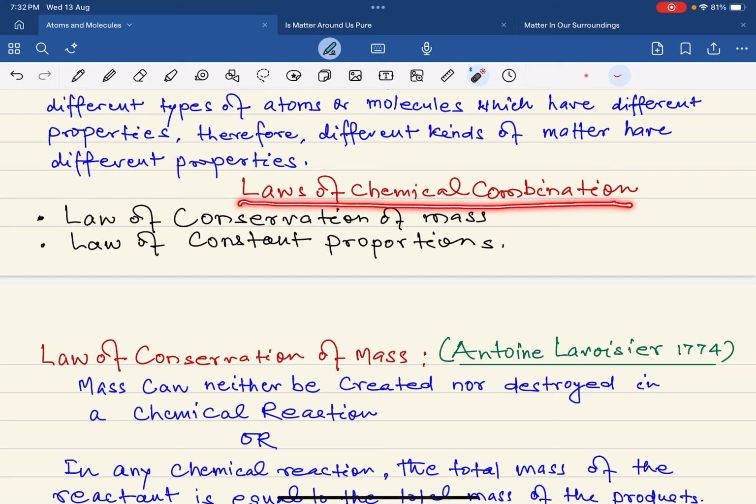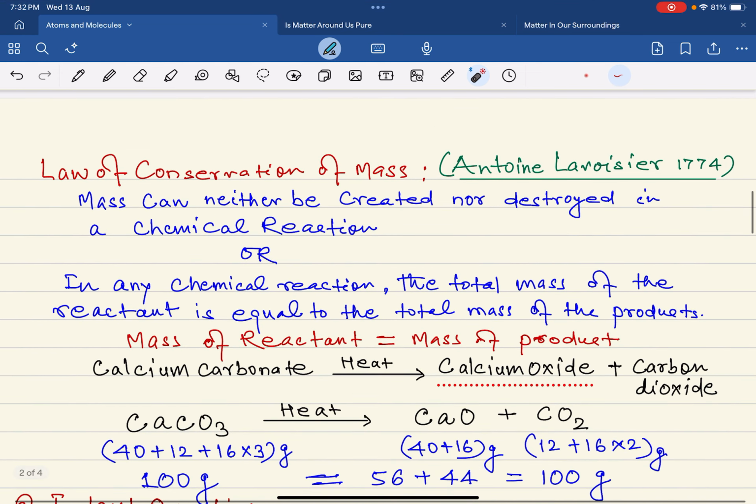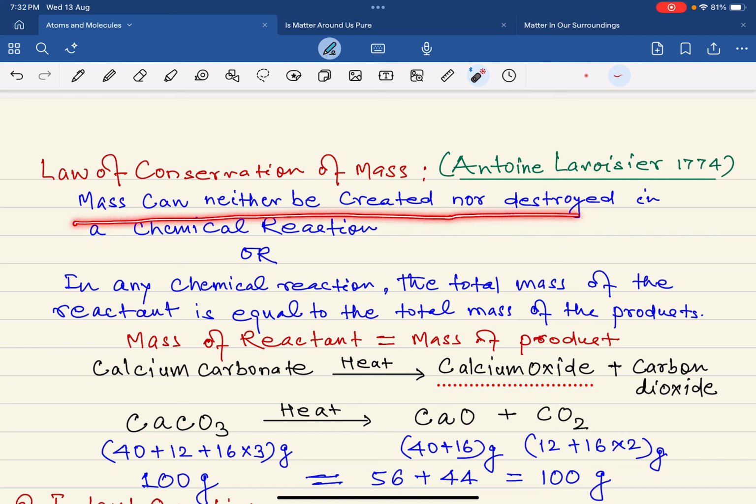In class 9, law of chemical combination is divided in 2 parts. Number 1 is law of conservation of mass and number 2 is law of constant proportion. Law of conservation of mass was given by Antoine Lavoisier in 1774. According to him, mass can neither be created nor destroyed in a chemical reaction.